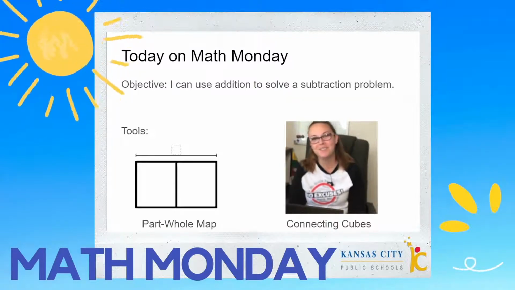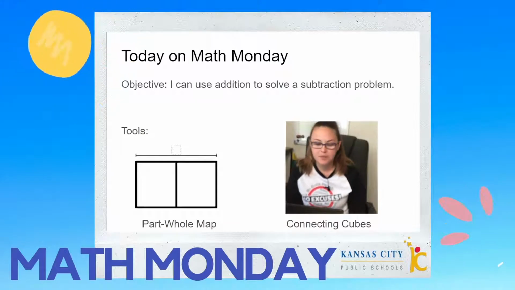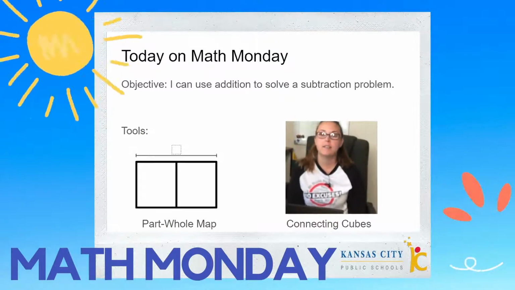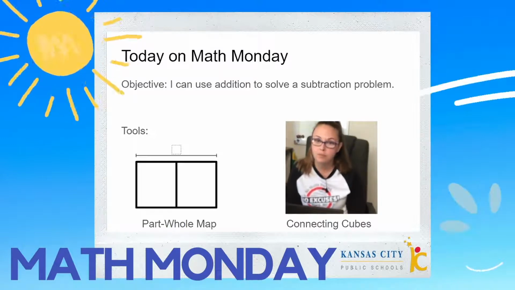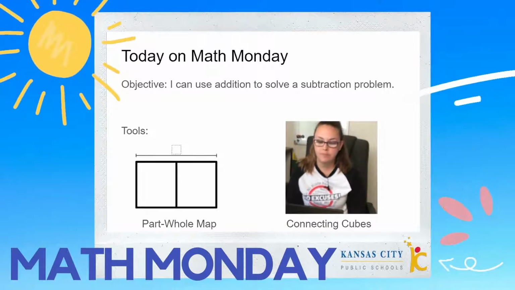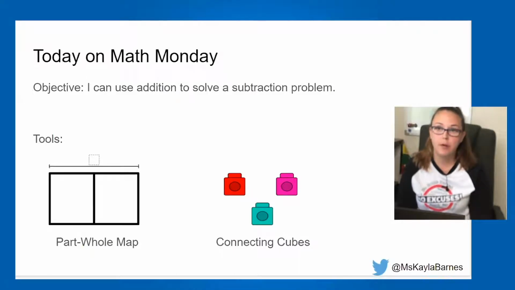Hi, friends. How are you doing this morning? I'm doing all right. Today, we are going to be working on thinking addition to solve a subtraction problem. So our objective today is I can use addition to solve a subtraction problem. The tools that we'll be using today are a part whole map and connecting cubes. I have those tools digitally.